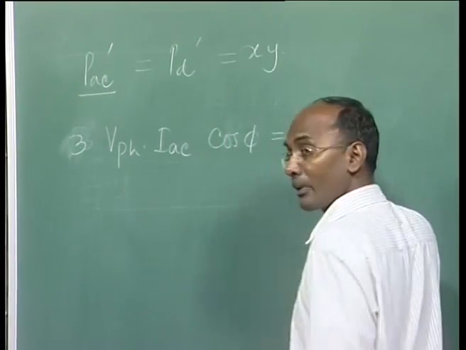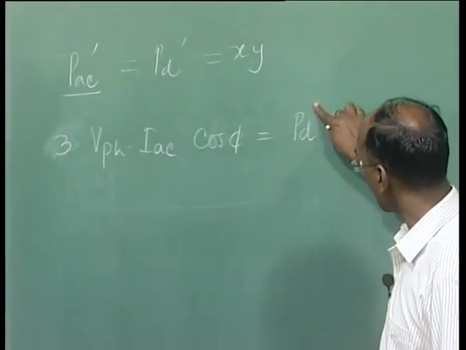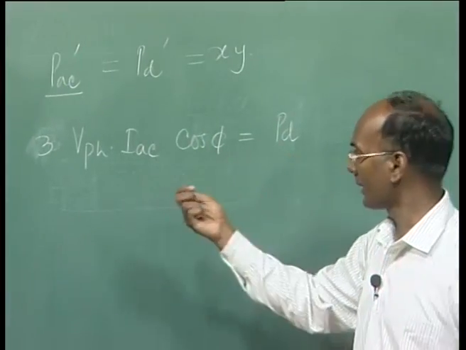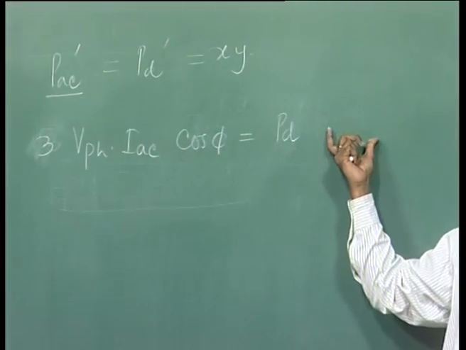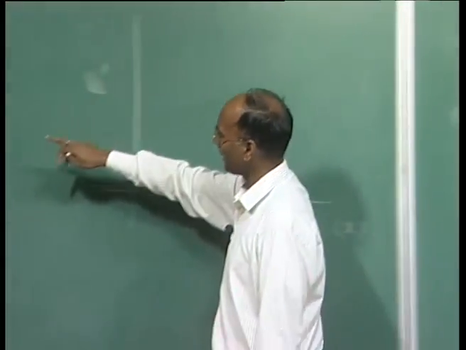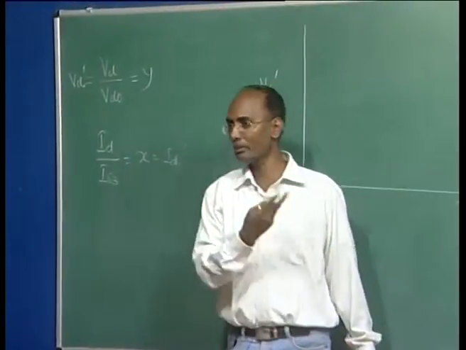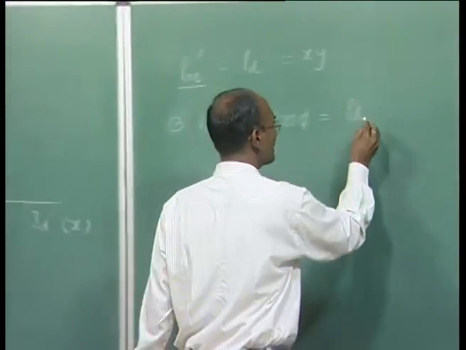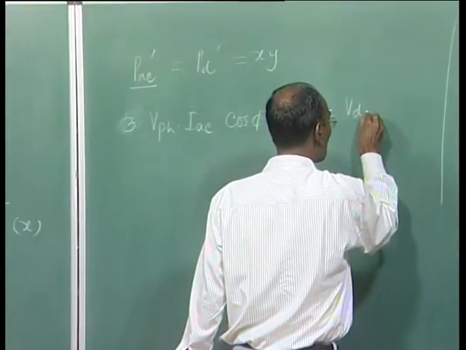This is equal to your PD, but here you remember it is not a PD prime. This is your PD because the AC power is equal to your DC power. Once you are going to divide this multiplied by this value, then that will be the PD this side. So I can write it is your VD into your ID.